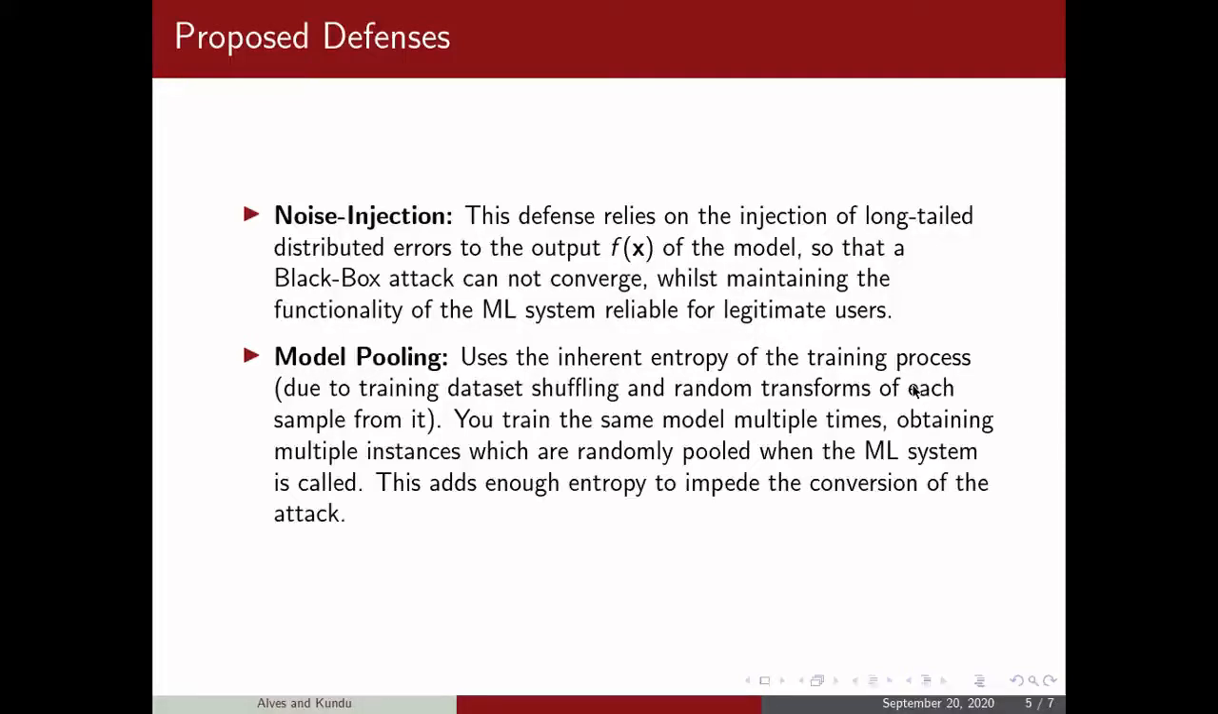And we have the model pooling approach, which uses the inherent entropy of the training process, which is due to shuffling of the dataset and random transforms applied to the input images of the dataset. You basically train the same model multiple times, and you have a pool of instances of the same model, with some differences between them because of this inherent entropy. This entropy impedes the convergence of the black box attack, because the black box attack depends on the numerical method, and with the entropy it cannot converge.